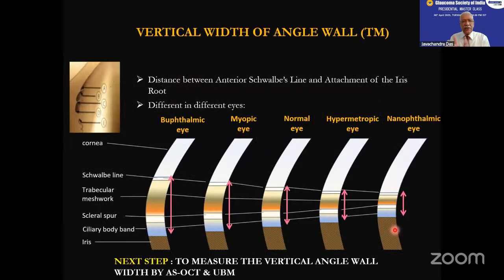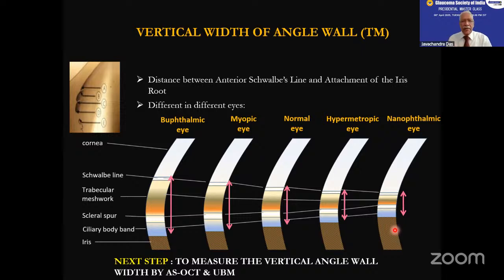All these years and all these times, we have been talking about the iris and its position relative to the wall. Wall means the area which contains all the vital structures: Schwalbe's line, trabecular meshwork, scleral spur, ciliary body band, iris, everything. So what happens to this area if the eye is normal?